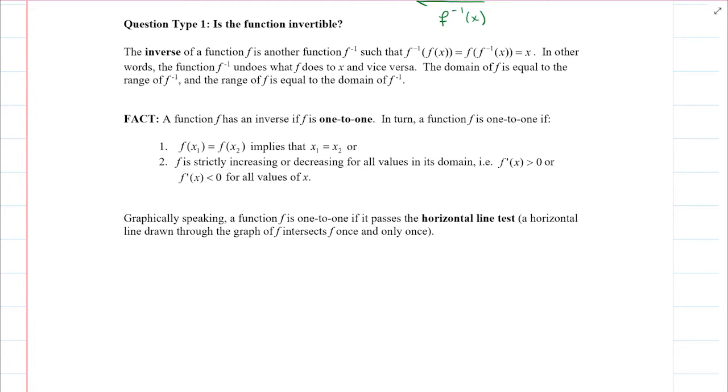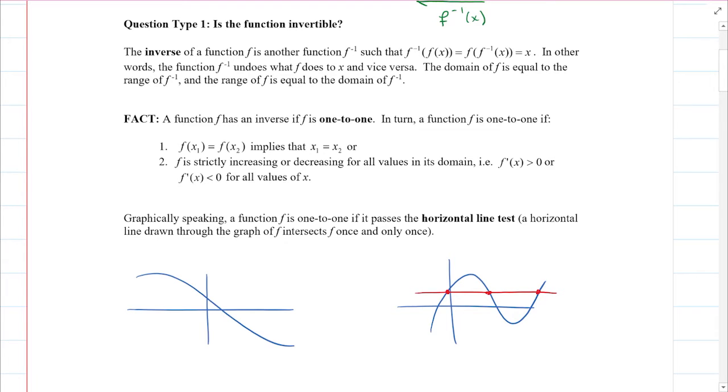If the horizontal line crosses the graph at more than one point, something like this, then this function is not one-to-one, because as you see, the horizontal line crosses the graph at 3 points. Whereas in this case, that I have a function like this, if I draw a horizontal line, no matter where I keep it, it only crosses the graph at 1 point. So this means this function is one-to-one, but this function is not.